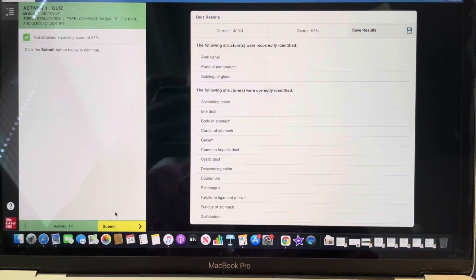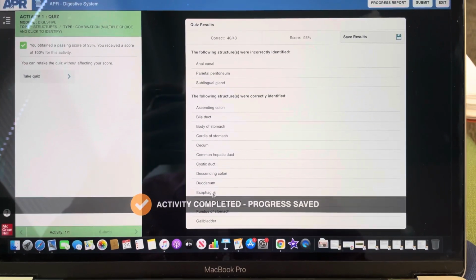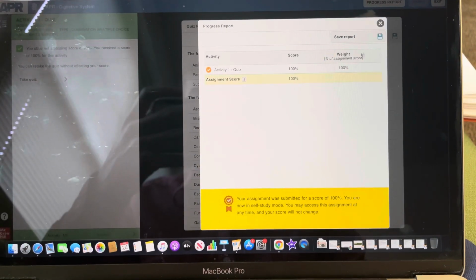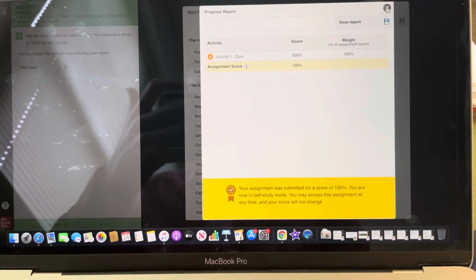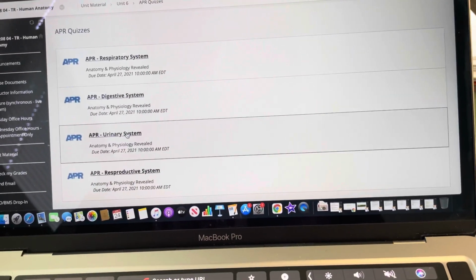So we finished with a 93%, so I'm able to submit that, and that says progress saved, so I can submit. I got 100% because I only needed a 90 or better to get 100% on the assignment itself. So we can exit that and head on to the next one. This one is going to be the urinary system.